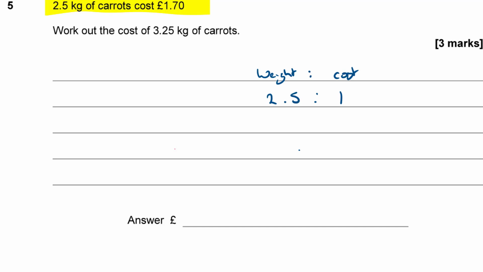2.5 goes with 1.7. It's called the unitary method because it means you go via a unit, or the number 1. So I'm going to work out the cost of 1 kilogram of carrots, and then I'm going to scale it back up and work out the cost of 3.25. Now in order to do that, I need to take this value, divide it by 2.5, and then times it by 3.25. So if I do that on the left hand side of my ratio, to make things all stay in proportion, I'm going to do the same thing on the other side. So divide by 2.5 first and then times by 3.25.